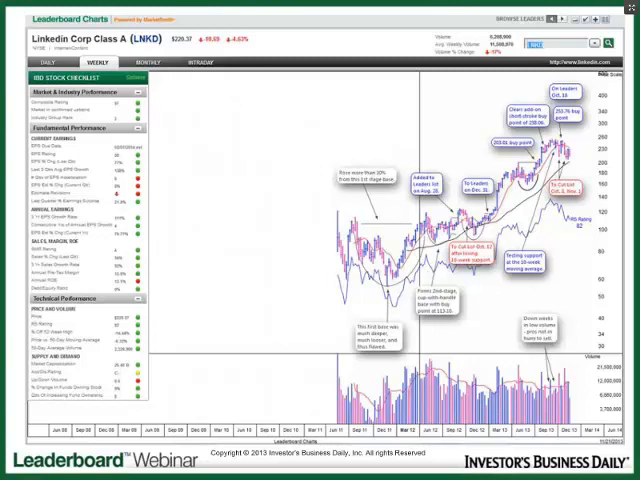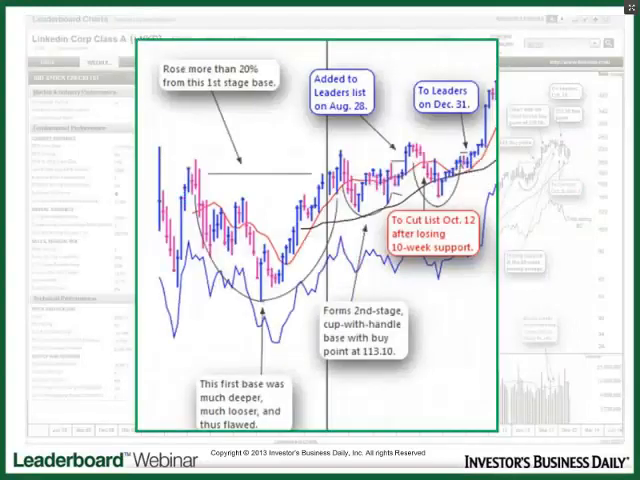So let's take a look at LinkedIn. And we talk a lot about base stages, especially on the weekly charts. And the reason for that is we like to invest in stocks that are coming out of first or second stage bases. And in the case of LinkedIn, it was an IPO. It had a big loose base that you see that we annotated down there. And then it turned into a tight base. And we actually had it on the leaders list last August, and it broke out.